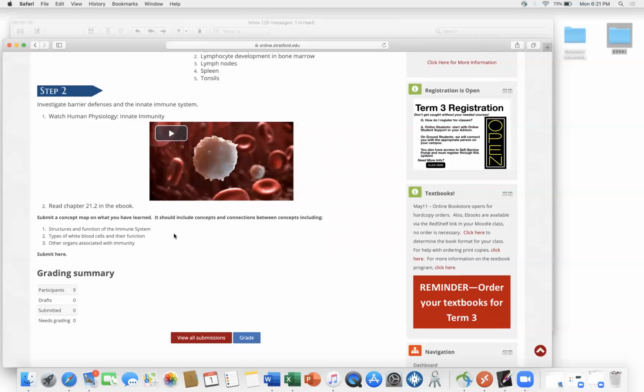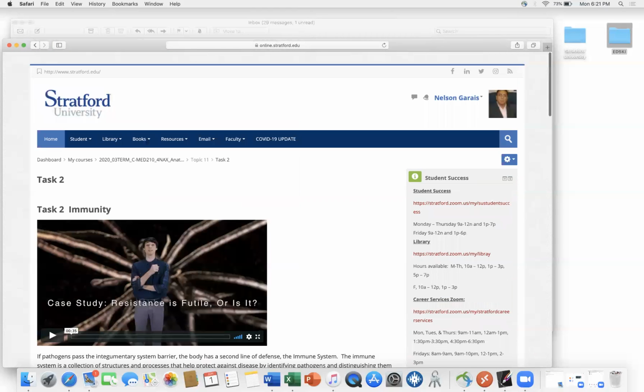So right now we have the structure and function of the immune system. Now we have white blood cells and their function, and also the accessory organs. So you could make a pretty decent concept map right off the first 20 minutes of this quick mini lecture.